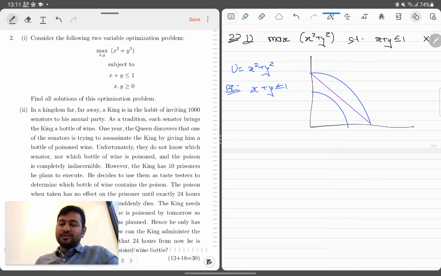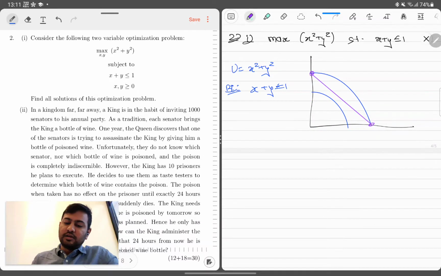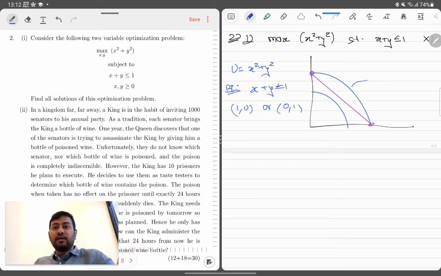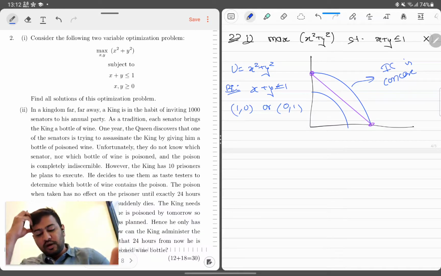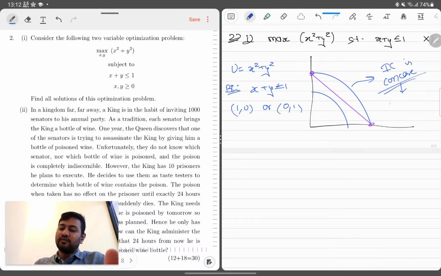Okay, so given this budget line, what is the best you can do? The best you can do is either on this corner or this corner. So those are the two optima. So the answer here is going to be either x equals 0 or y equals 0, so (1, 0) or (0, 1). So these two are the maxima. So remember this indifference curve, this IC, is concave. Okay, so when you have concave ICs, what you have is a corner solution.